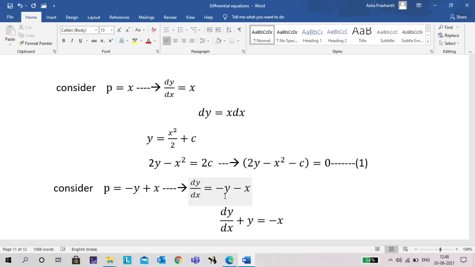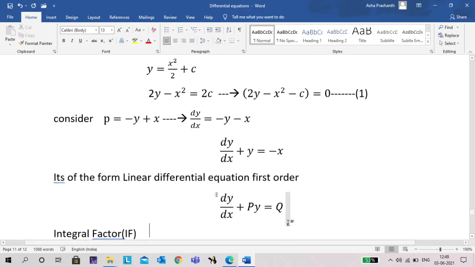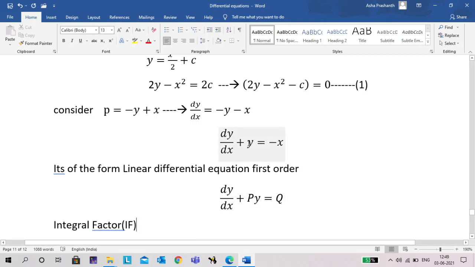So it comes under the method of linear differential equation. This minus y comes to this side, it becomes positive. dy by dx plus y is equal to minus x. So it is of the form of a linear differential equation. The standard form is dy by dx plus py is equal to q, where p and q are functions of x. In the beginning I explained the methods we have studied, right? So what is the p value here? p is equal to 1, q is equal to minus x.